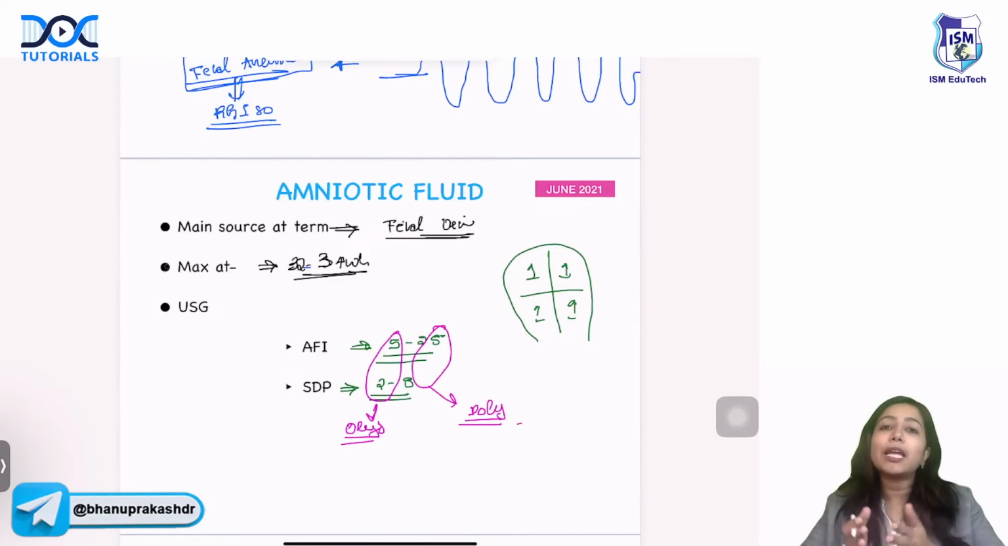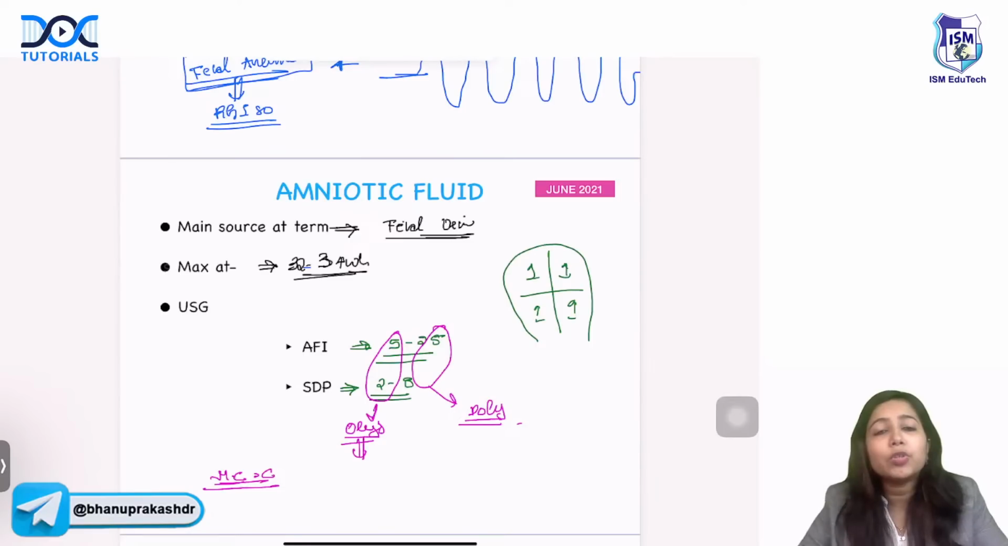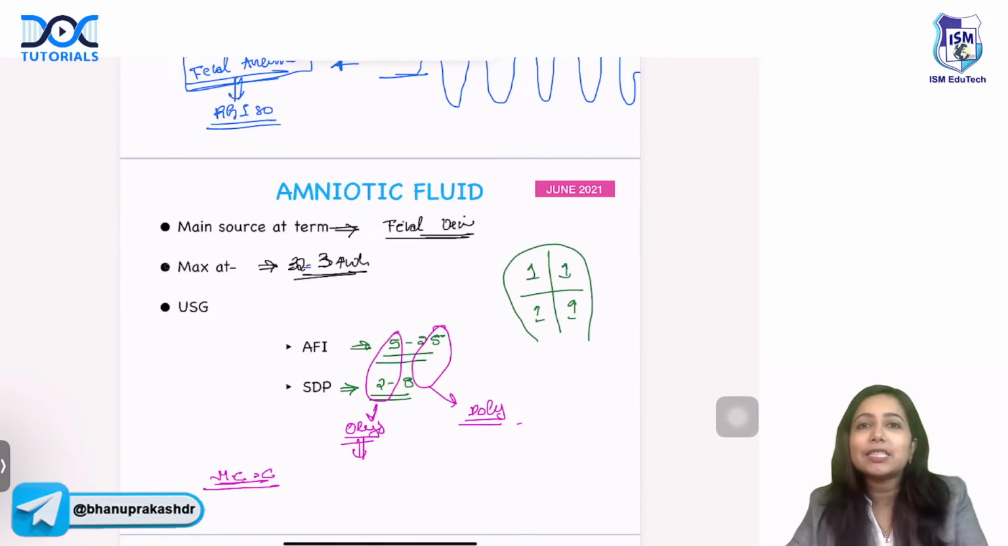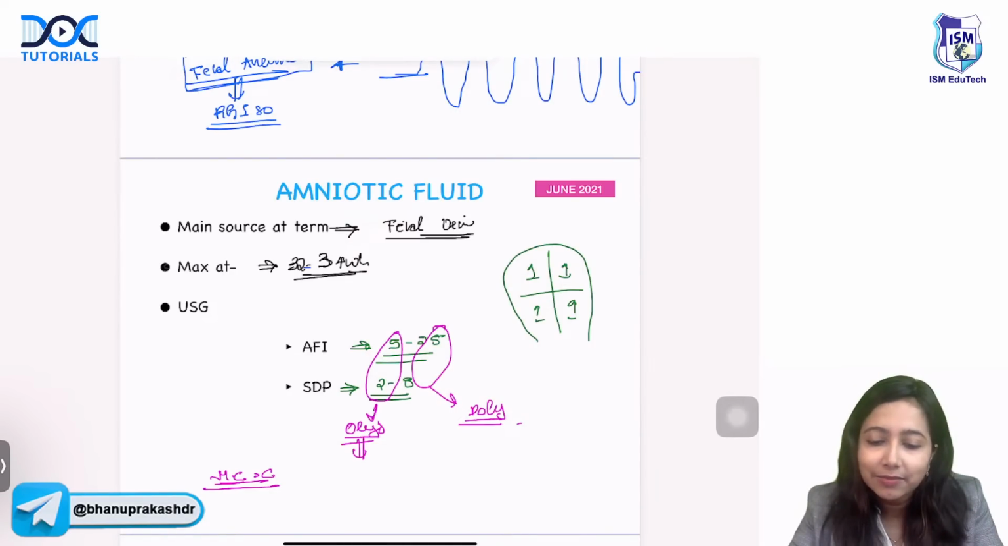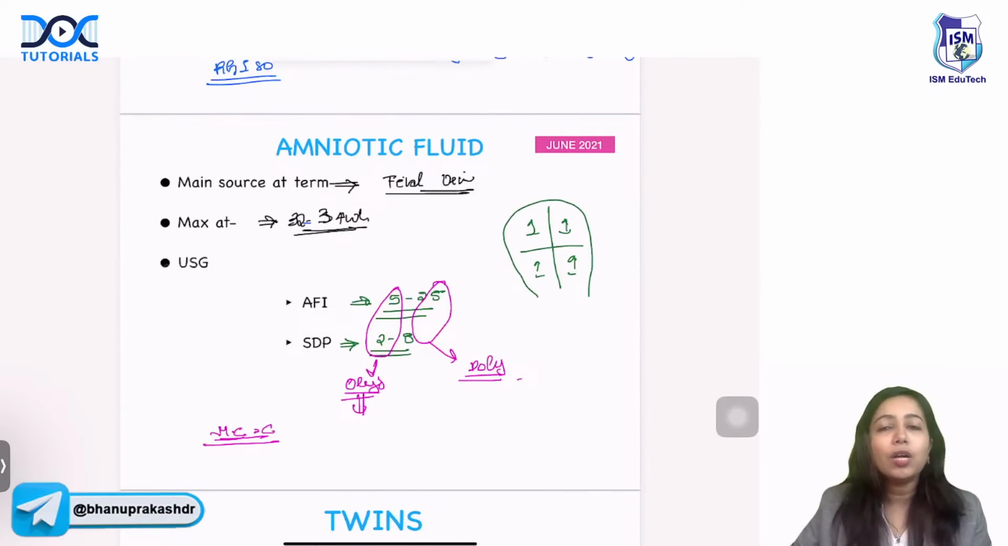And if there is oligohydramnios, what do you think would be the most common cause? The most common source is fetal urine. So the most common cause of oligohydramnios is renal abnormalities, and renal agenesis is the most common cause. Yes, very good.